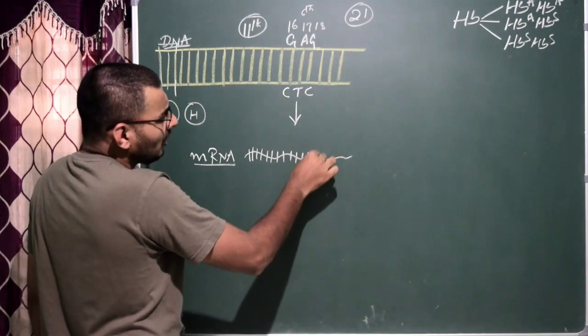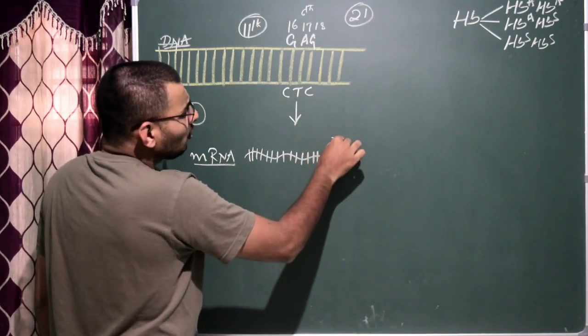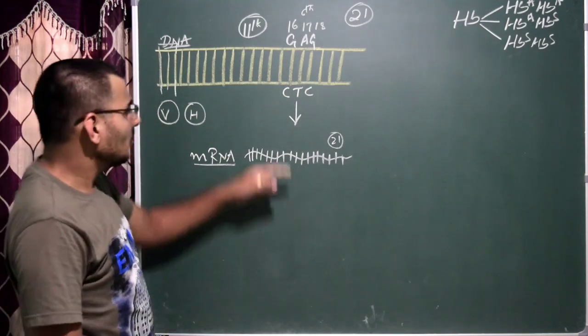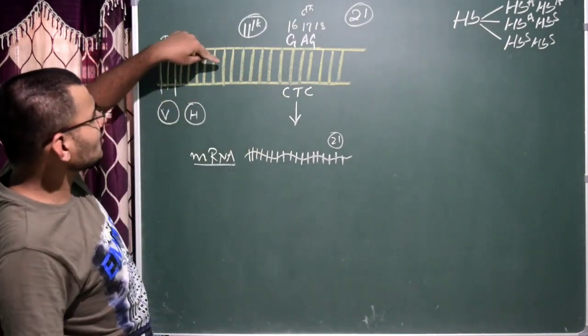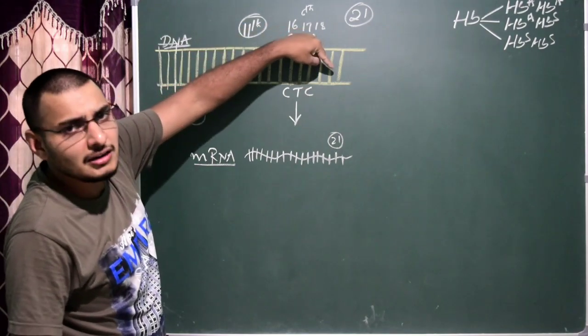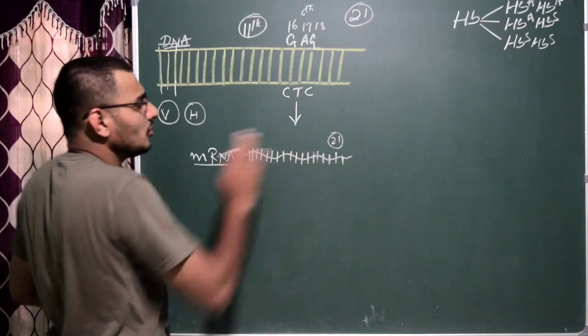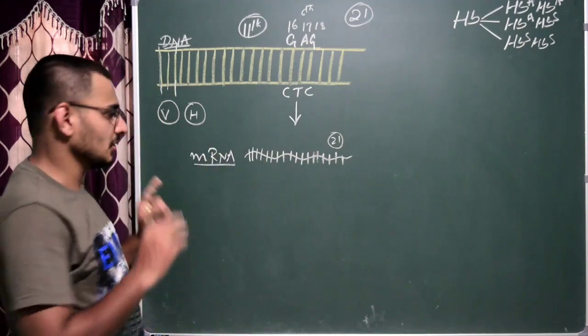And again, here also you see nitrogenous bases. Here the mRNA should have only 21 nitrogenous bases, not base pairs, nitrogenous bases, because this mRNA is synthesized from the DNA containing 21 nitrogenous base pairs. So we have 21 nitrogenous bases here.